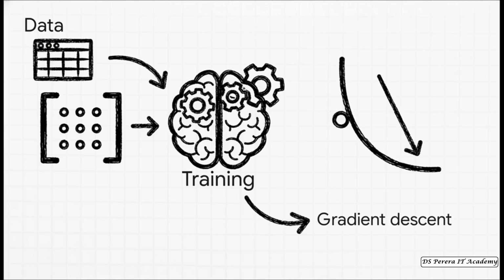And the core learning process is often an algorithm called gradient descent, which uses this formula. Here, W represents the model's knowledge. Alpha is how fast it learns, and L is its mistake or error.